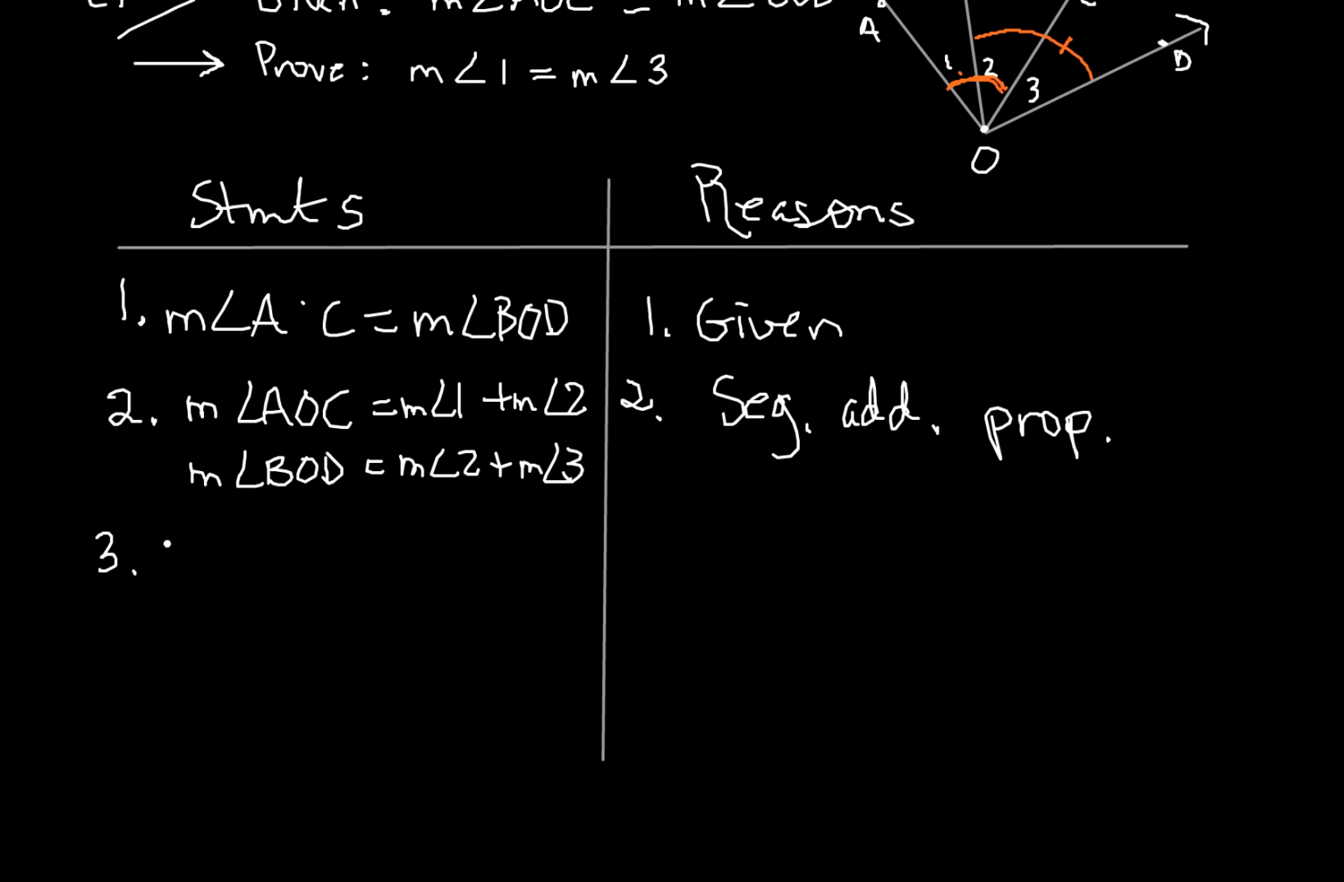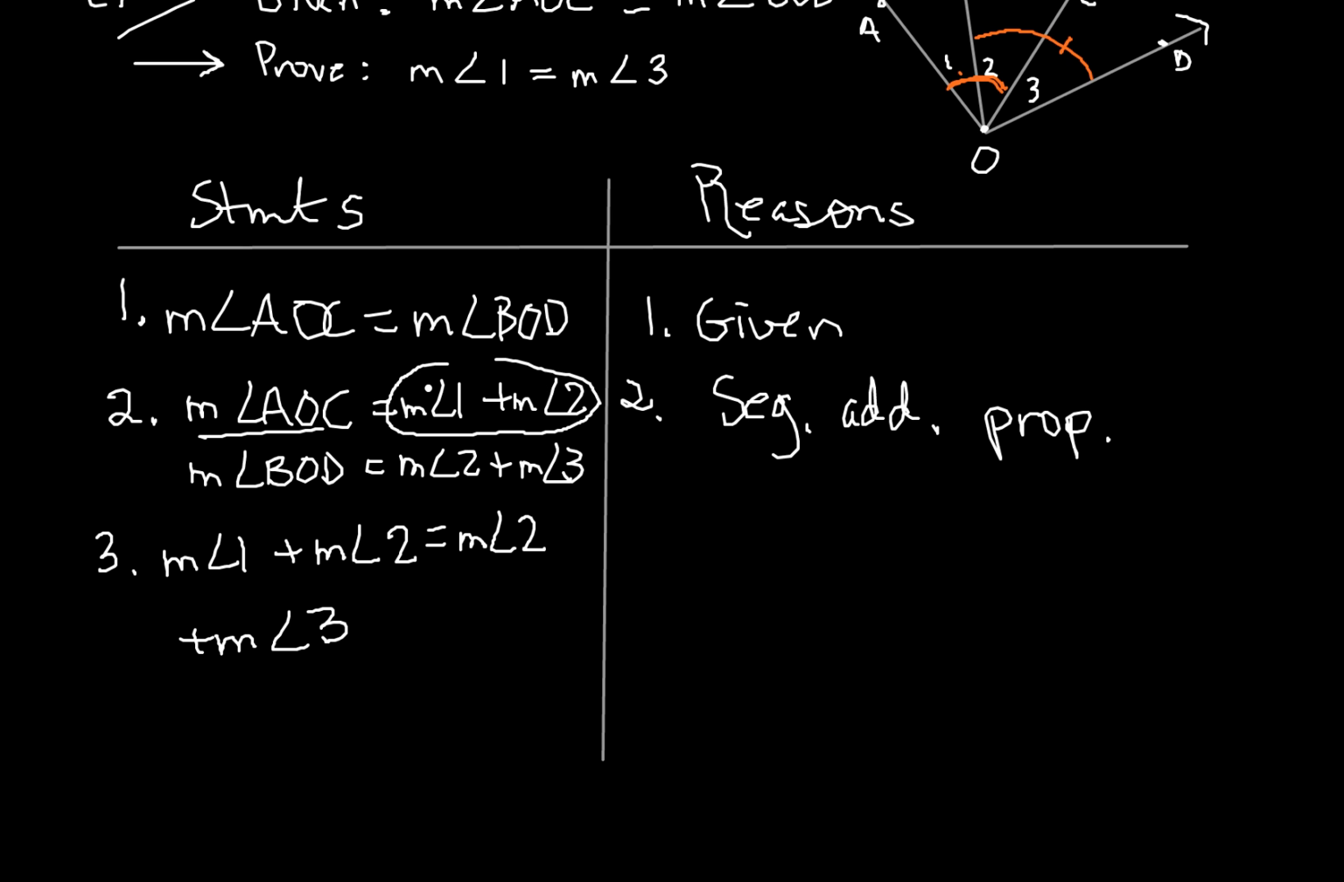All right, so we have that. Now we can say the measure of angle 1 plus the measure of angle 2 equals the measure of angle 2 plus the measure of angle 3. And if you look up here, we know that AOC equals 1 plus 2. So we can substitute. This is called substitution. We're going to take this and substitute it into that, because we know that AOC equals 1 plus 2, and we know that BOD equals 2 plus 3, so we can substitute in there, and we can say that those are equal. And that's just substitution.